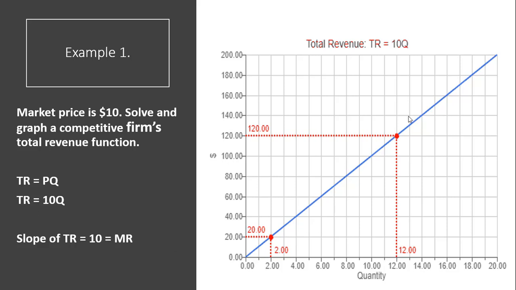It's just a ray from the origin with a slope of 10. I have a couple points here. So if Q is 2, total revenue is 20. 10 times 2 is 20. If Q is 12, total revenue is 120. So just 10 times Q, which is 12, gives us total revenue of 120. So the perfectly competitive firm will always have a straight line total revenue function that looks something like this.